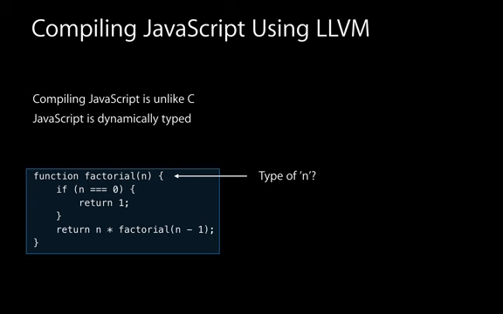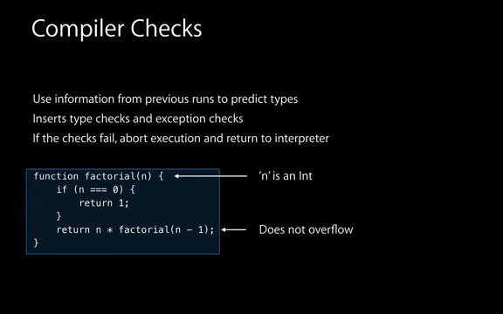Well, luckily, WebKit executed this function many, many times before with the interpreter. So it knows that in the last 1,000 times, n was an integer. So now we can compile this code assuming that n is an integer. Except that someone may decide to pass an n that's not an integer. Someone may decide to pass a double or a class, and then everything will break, and we can't allow that.